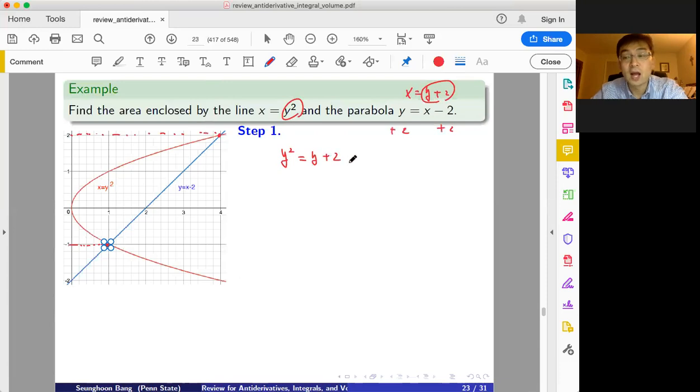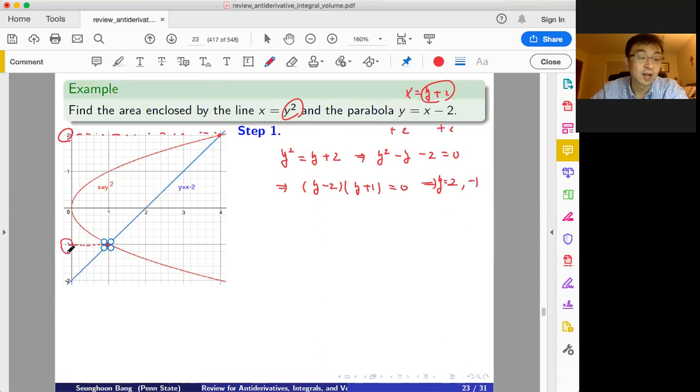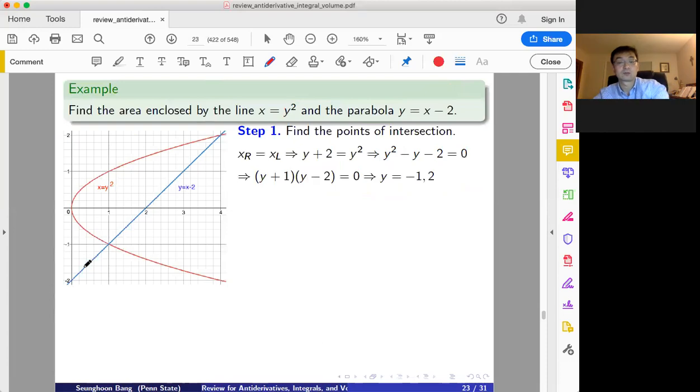You subtract y, subtract 2. So we have y squared minus y minus 2 equals 0. You factor: y minus 2 times y plus 1 equals 0. So y equals 2 and negative 1. You can find the intersection points like this.